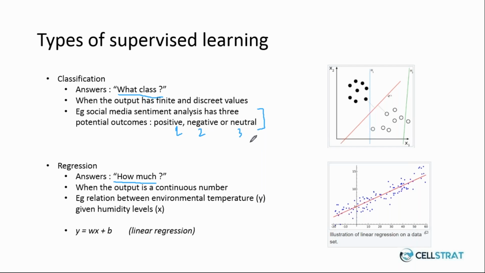So there are three classes, and I'm trying to train a model which can learn from historical tweets, and then for any new tweet, it will be able to identify whether the sentiment in that tweet about Donald Trump is positive, negative, or neutral, right? And this works when the output is finite and discrete values. So you can say there are only three possible outcomes here. So we are trying to train a model which will detect the class of a data sample.